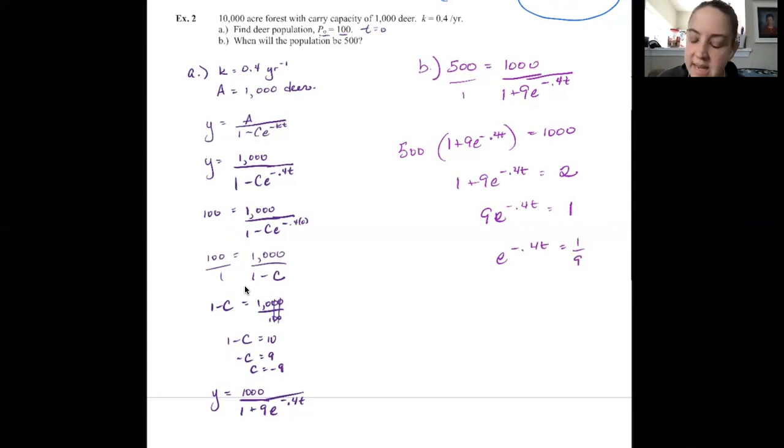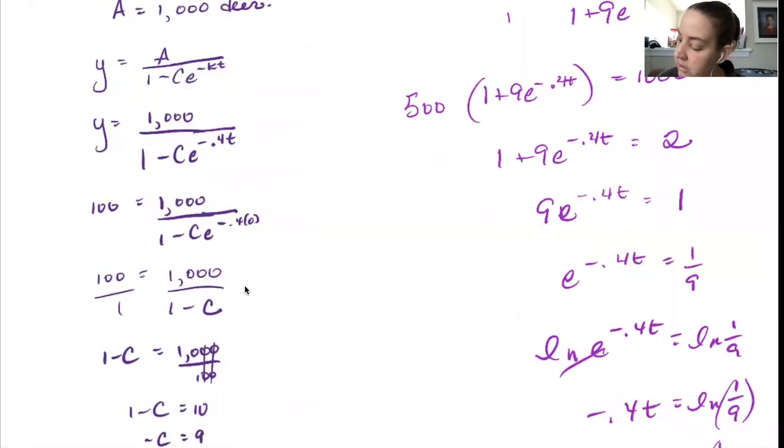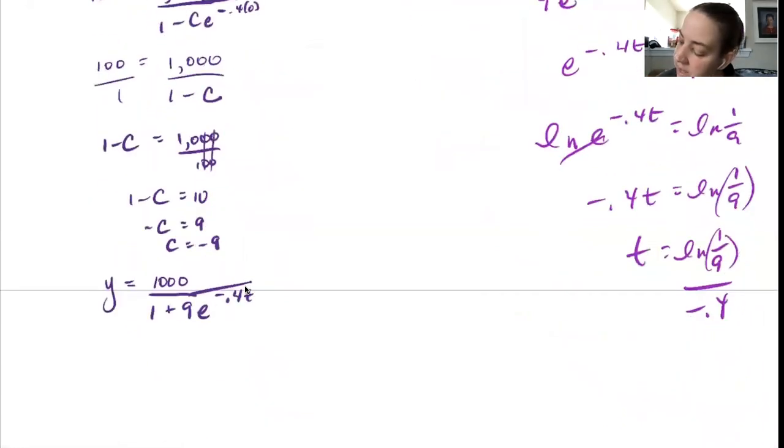How do we deal with that e? Well, we introduce natural log. Natural log of 1/9. Those cancel out. Negative 0.4 t is equal to natural log of 1/9. t is natural log of 1/9 divided by negative 0.4. And if I put that in my calculator, because that expression doesn't mean much to me, it's 5.493 years.